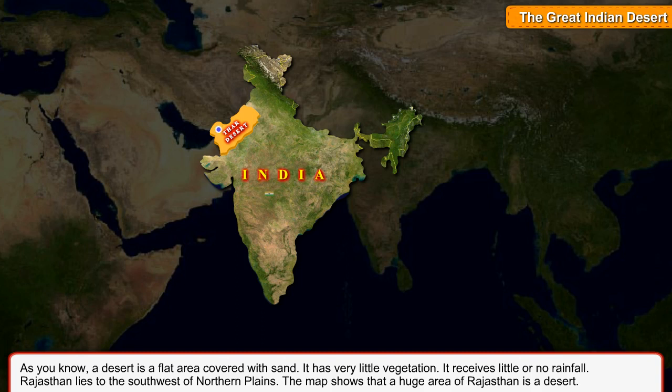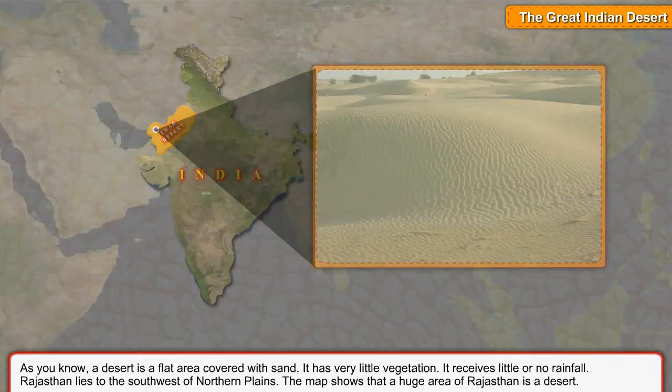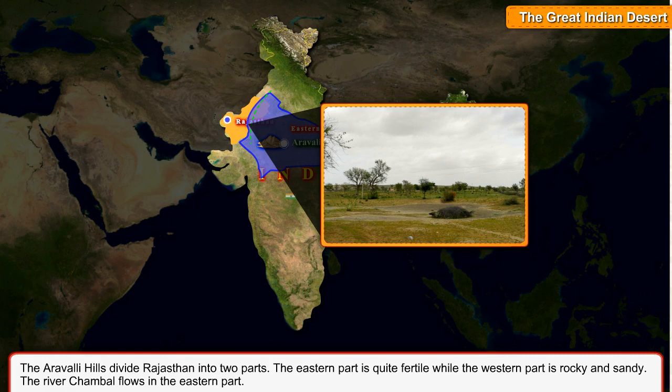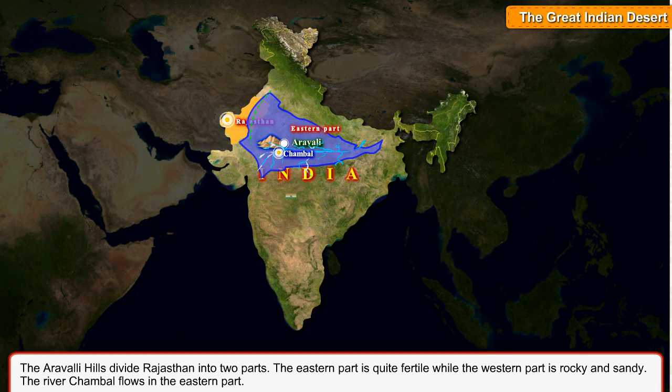Rajasthan lies to the southwest of northern plains. The map shows that a huge area of Rajasthan is a desert. The Aravalli Hills divide Rajasthan into two parts. The eastern part is quite fertile, while the western part is rocky and sandy. The river Chambal flows in the eastern part.